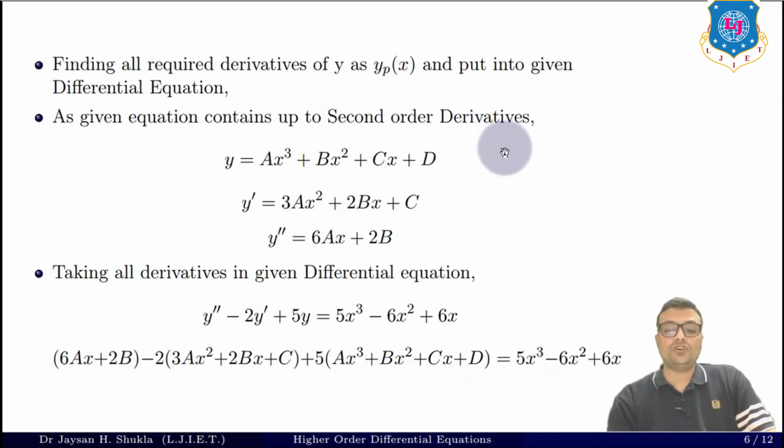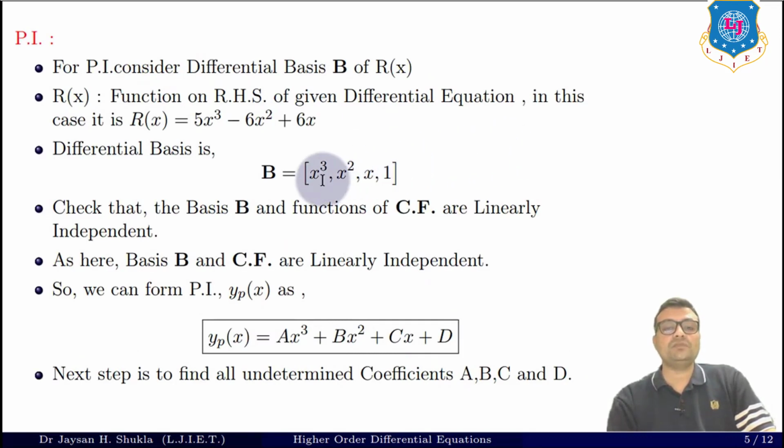Once we have a non-repeated differential basis along with the complementary function, we can formulate our particular integral, and that is nothing but ax cubed plus bx squared plus cx plus d. So in this technique, we are formatting our particular integral first, and later on we are eliminating all these undetermined coefficients. So the method is known as undetermined coefficients.